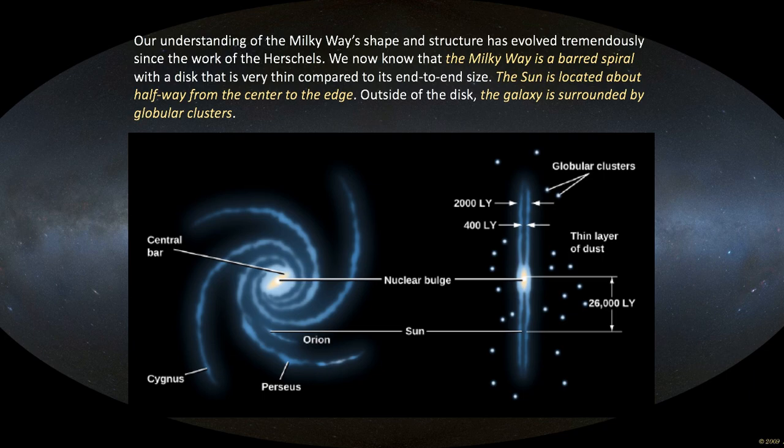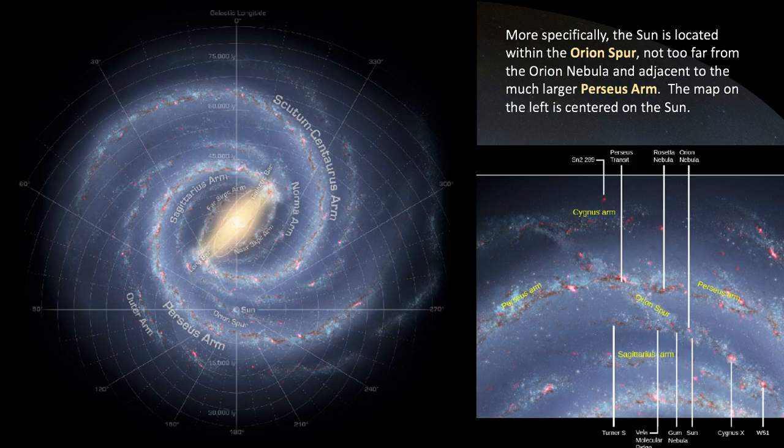All right, we're going to take another look at a map of the Milky Way. So here is a map that has been centered on the sun, and so you can see where we are. The sun is in a region called the Orion Spur, and it's just adjacent to this large Perseus arm, right? So there's two really large arms of the Milky Way. There's this Perseus arm, and then there's this other Scutum Centaurus arm. Those are the two largest ones.